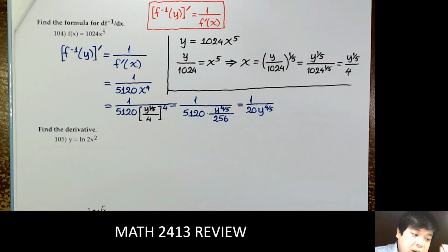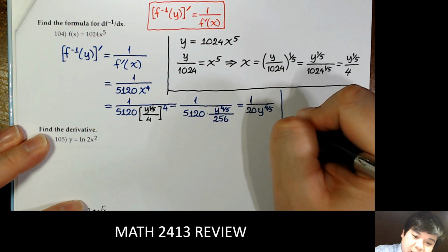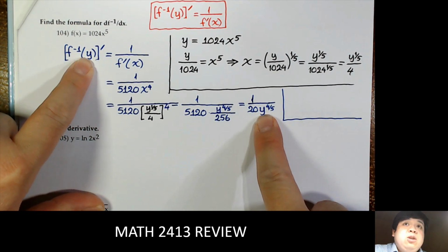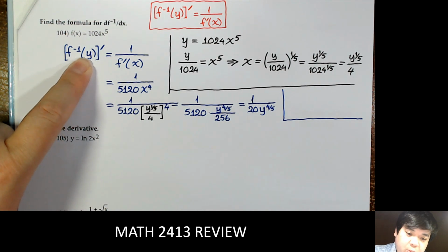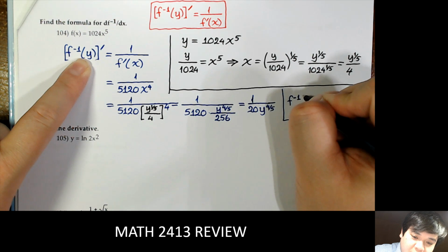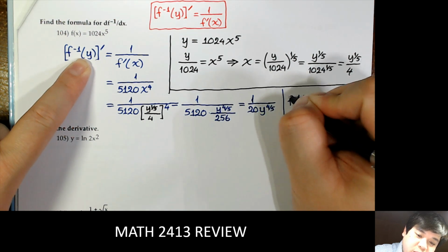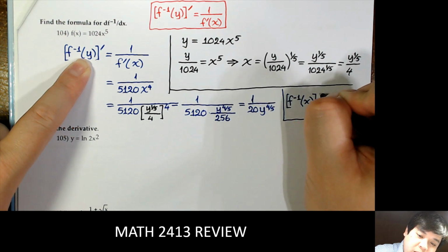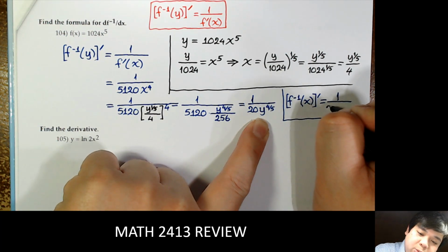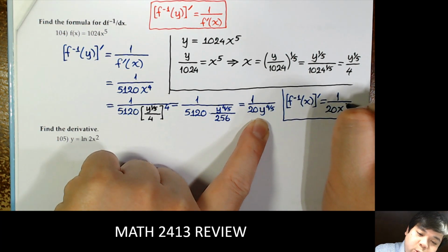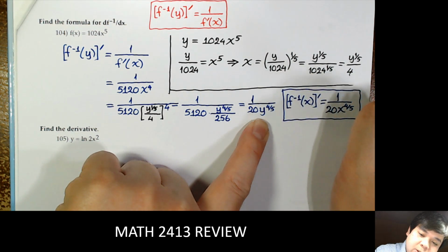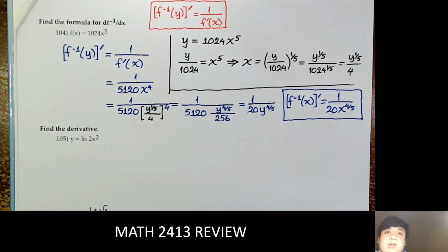If we want to write the answer, we just need to change this y into x. So the answer will be the derivative of the inverse function. If we choose x as a variable instead of y, then we change this to x, and we have 20 x to the 4/5. So that is the inverse function theorem.